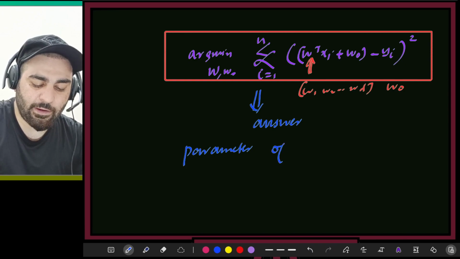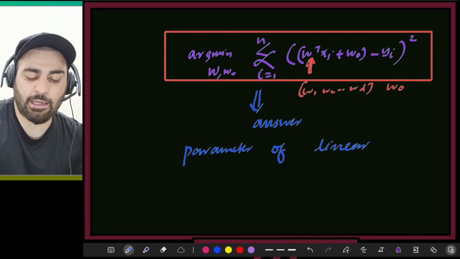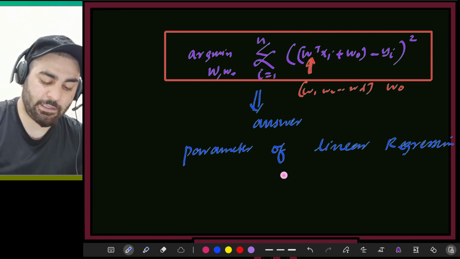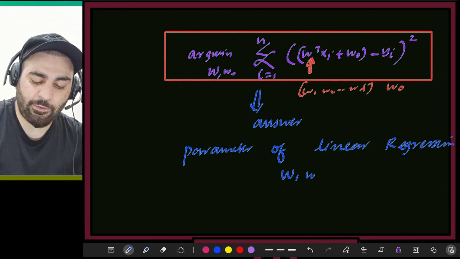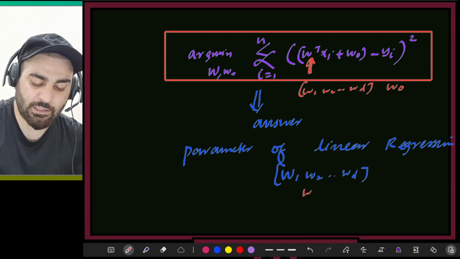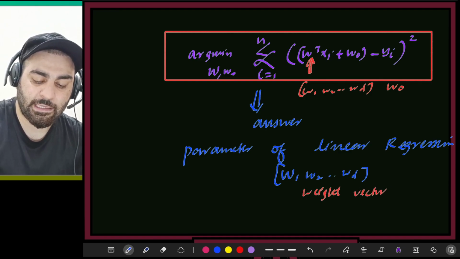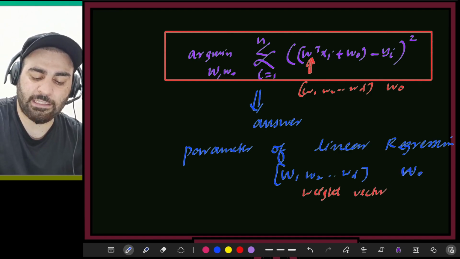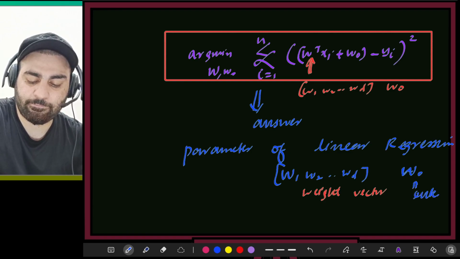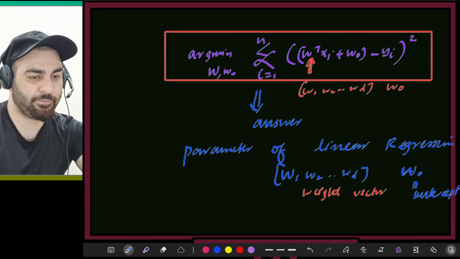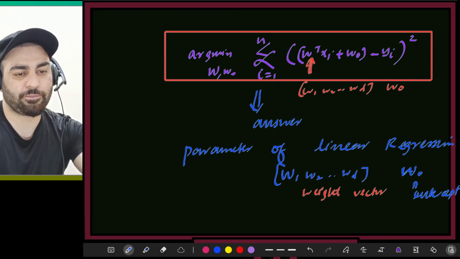Parameters of linear regression. So what are the parameters in linear regression? The parameters are w1, w2 till wd. This is what we call a weight vector. So the weight vector is the parameter. And the second is this w naught. We call this an intercept. These are the parameters. Is it clear so far? Yes, sir.